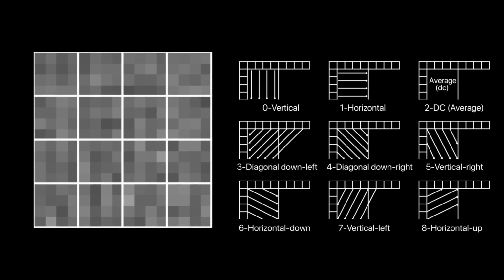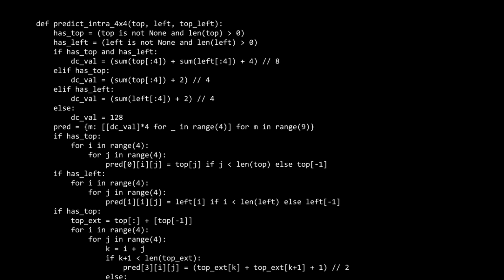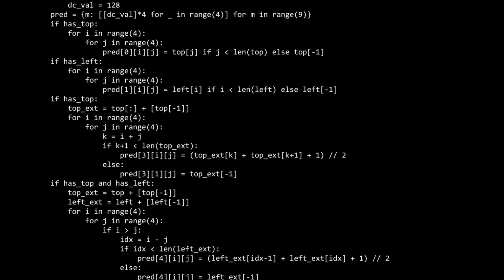Divide the Macroblock into 16 4x4 blocks. Let's test 9 new modes to find the mode with the smallest SAD. Get the 8 pixels above, 4 pixels left, and the corner pixel for each 4x4 partition. Here is Python code to predict the 9 modes.